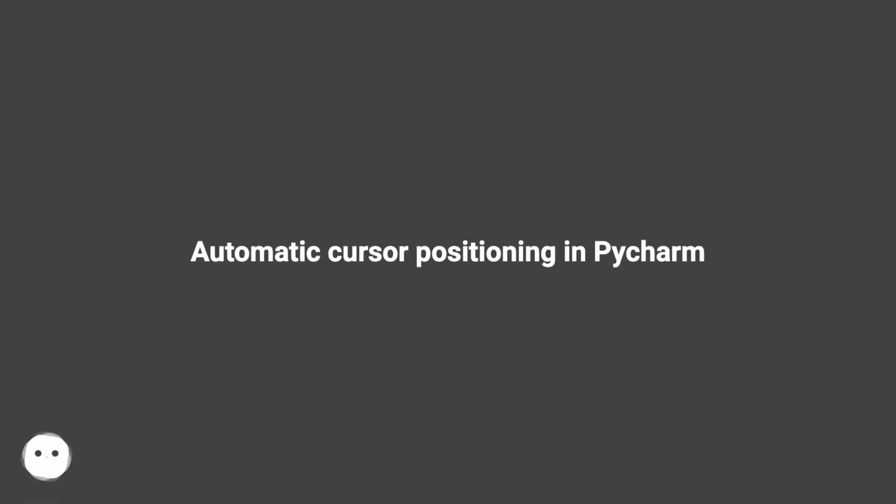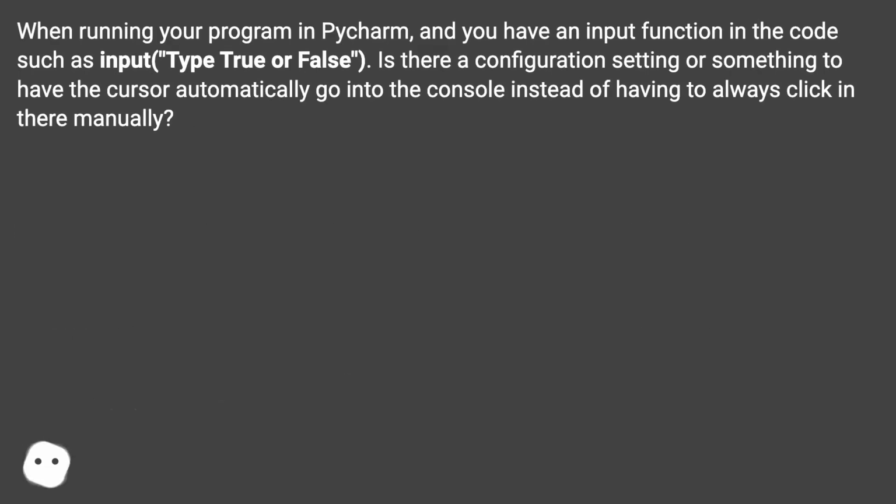Automatic cursor positioning in PyCharm. When running your program in PyCharm, and you have an input function in the code, such as input, type true or false, is there a configuration setting or something to have the cursor automatically go into the console instead of having to always click in it manually?